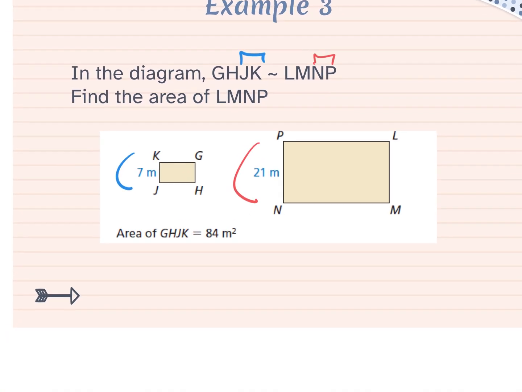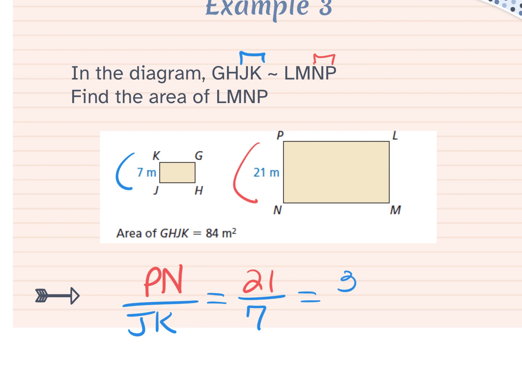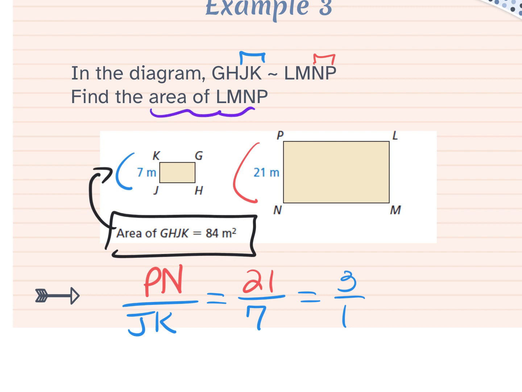So what I can do here is put them into a ratio. So I could do PN over JK, or KJ, it doesn't really matter. So 21 over 7 is my corresponding side length ratio. And I'm going to reduce this. This will simplify to 3 to 1. Now, notice what they gave me is the area of this smaller quadrilateral. They want me to find the area of the larger quadrilateral.